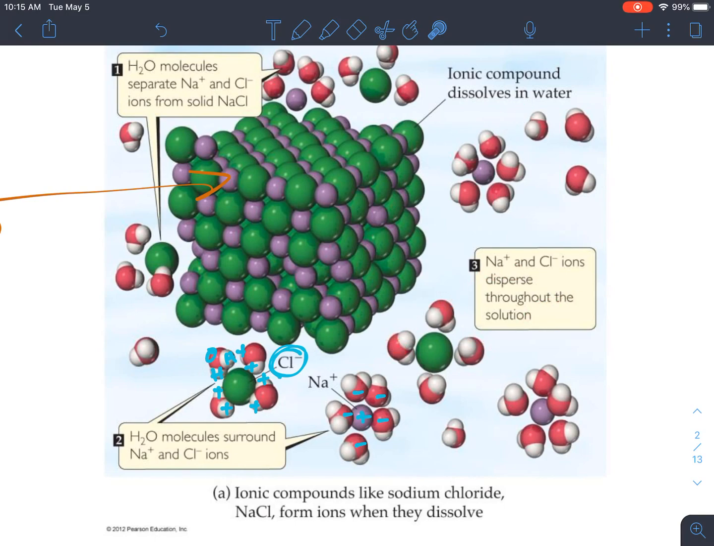Now the reason that this is a physical process is because if we were to evaporate out these water molecules, okay, they wouldn't be around anymore. If we were to evaporate them out, eventually those salt crystals, the solid, would reform because the ions would be able to feel attraction toward each other again.